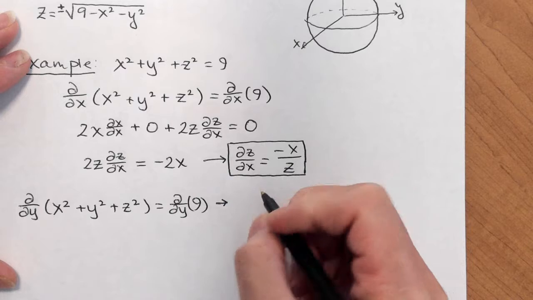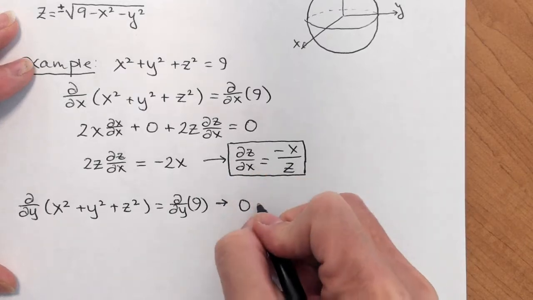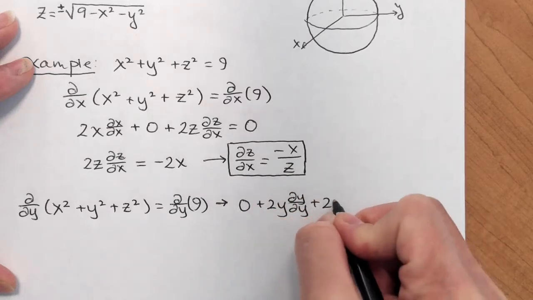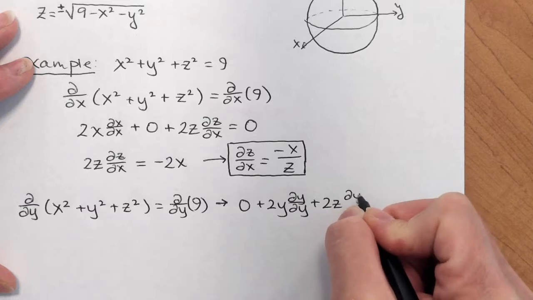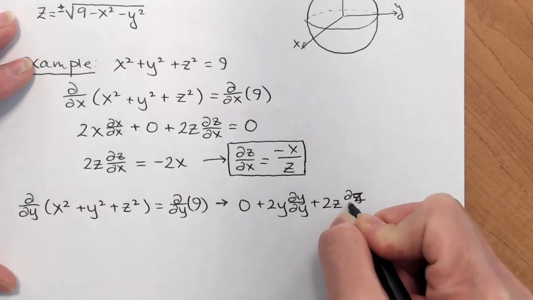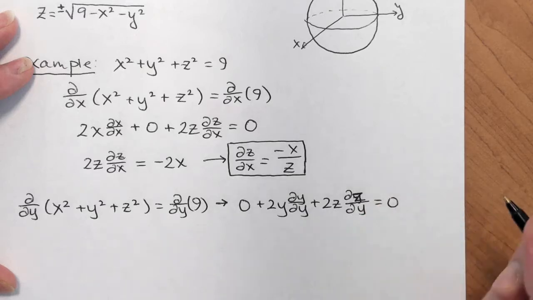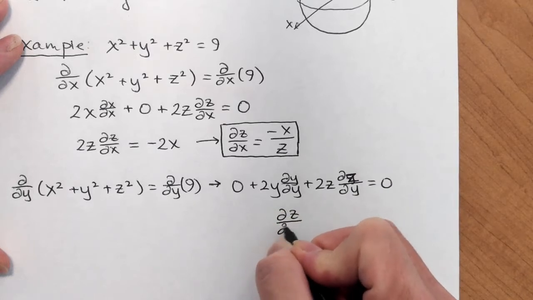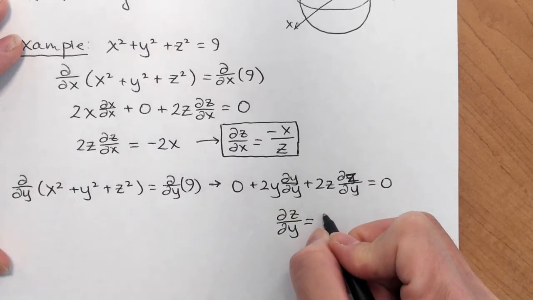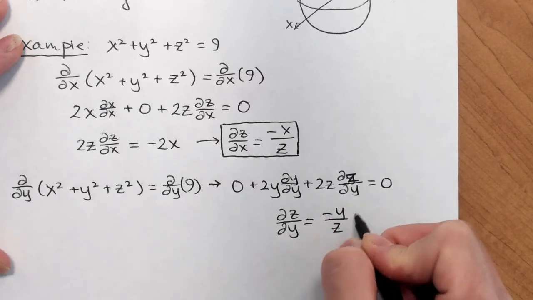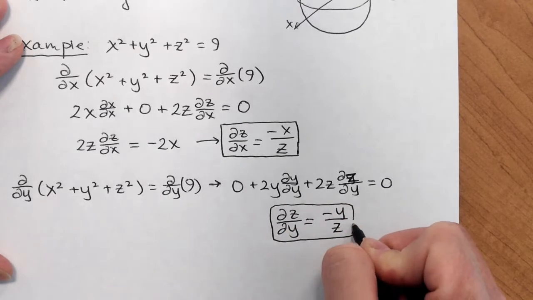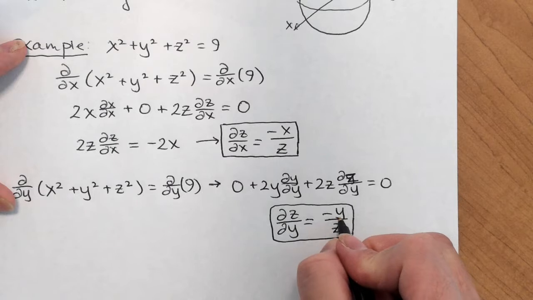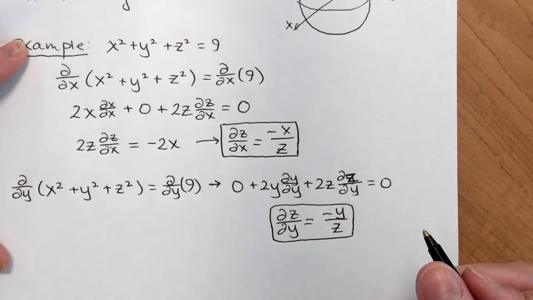And again, I'm going to get 0 plus 2y partial y plus 2z partial z partial y equals 0. And then I get partial z partial y equals negative y over z. And of course I could describe the slope on the surface of the sphere very similarly to how I did for partial z partial x.